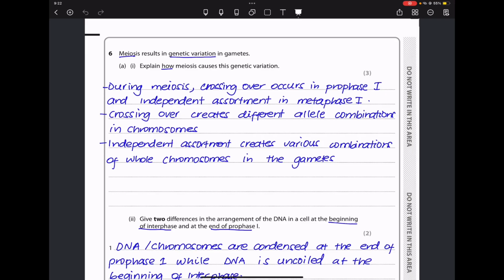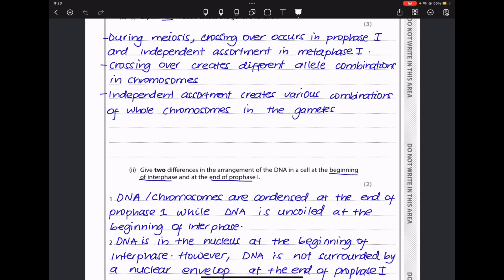Crossing over creates different allele combinations in the chromosomes, while independent assortment creates various combinations of whole chromosomes because this mixes them up in order for some to end up in a different cell as the others end up in another. So this is for variation of combinations of whole chromosomes within the gametes.